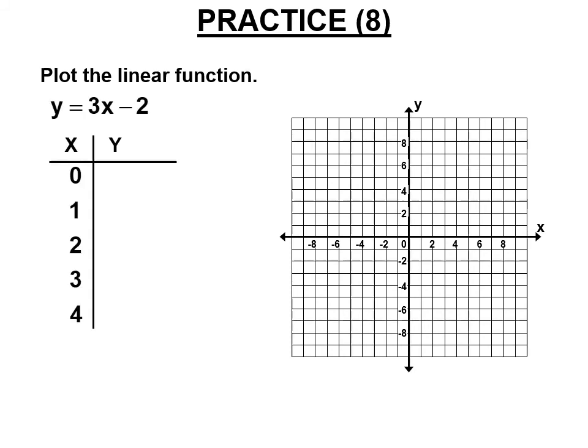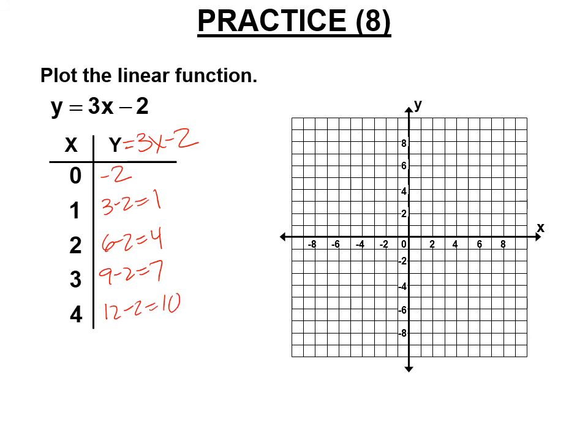So let's do this one. So we have a t-table, y equals 3x minus 2. So it's 3 times 0 minus 2, negative 2. 3 times 1 is 3. 3 minus 2 is 1. 3 times 2 is 6. 6 minus 2 is 4. 3 times 3 is 9. 9 minus 2 is 7. And 3 times 4 is 12. 12 minus 2 is 10.